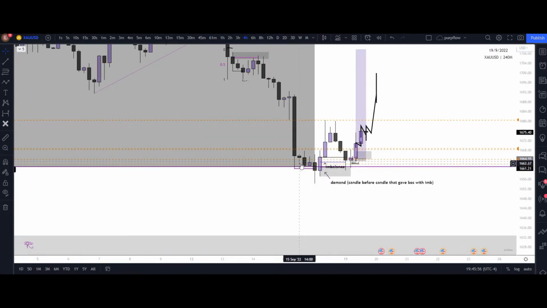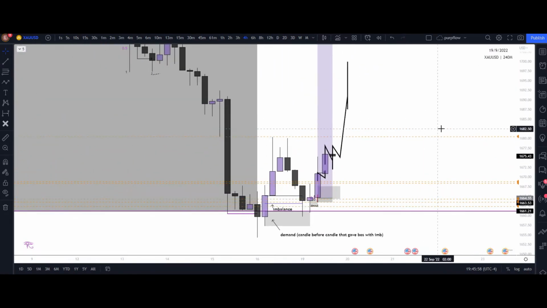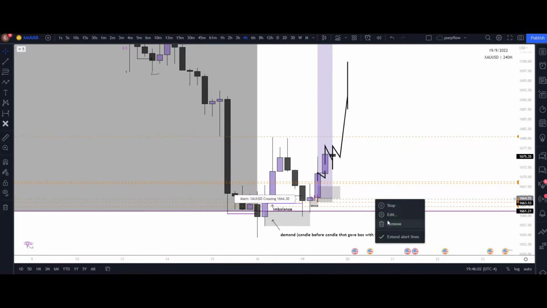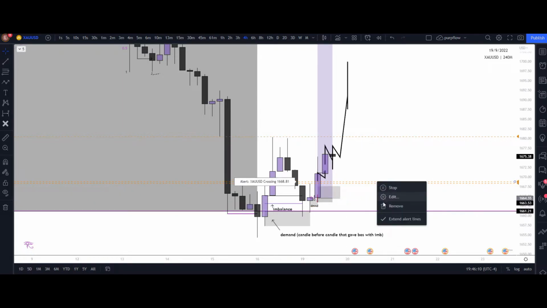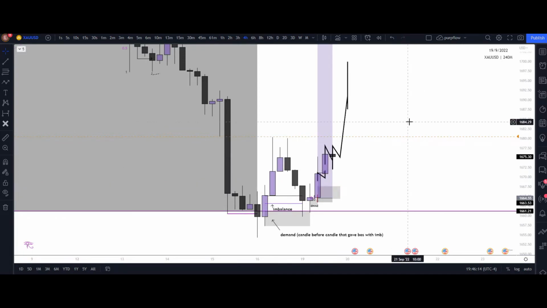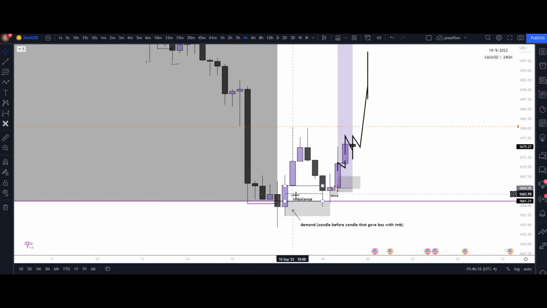So now that all trades, I'm going to just get rid of these alerts. Apologies. We could take off these. Take off this one. Take off this one. This one as well. My fault. Okay, so let's talk about what happened when we came into this area. Let me just get rid of all of this as well.